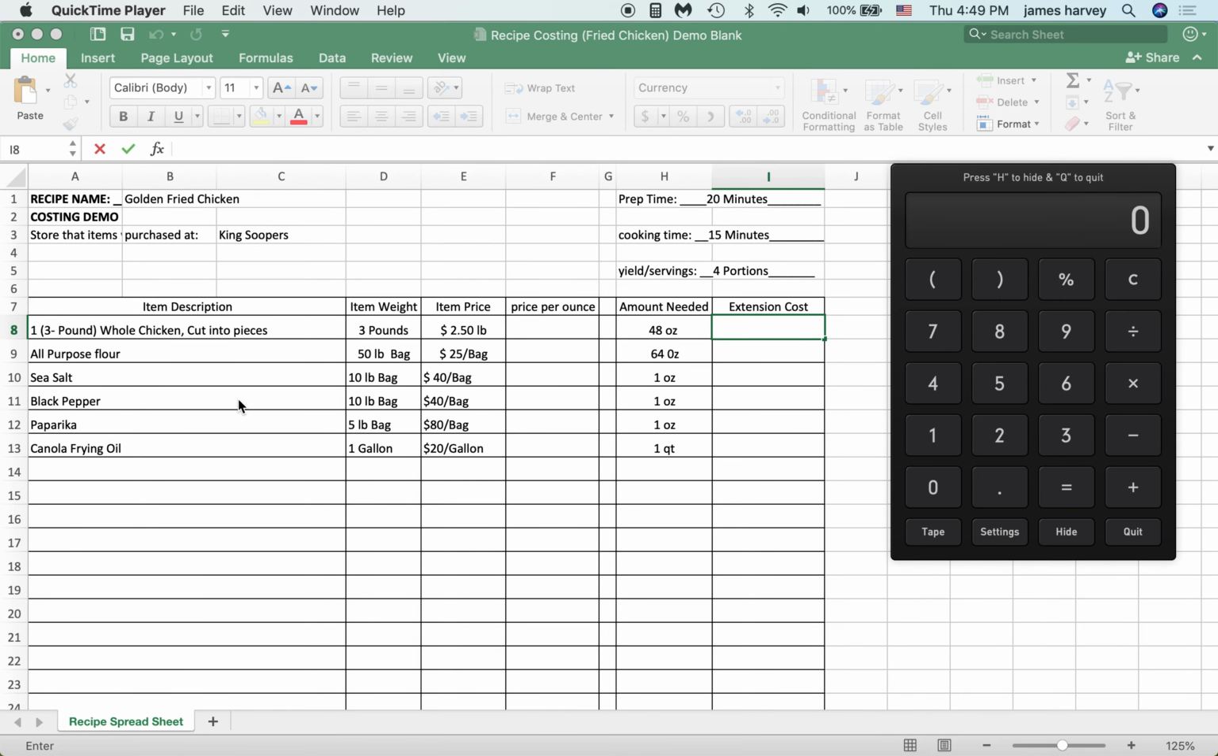So let's get started. You can tell by looking at the spreadsheet that we need to figure out the price per ounce and the extension cost for each item. We will start with the first ingredient, chicken.